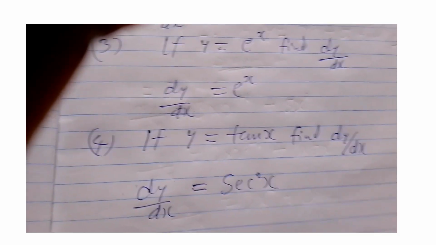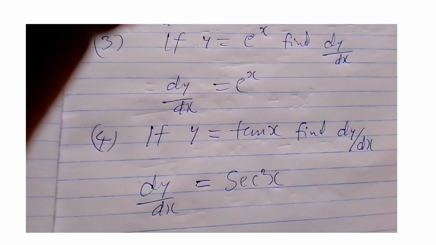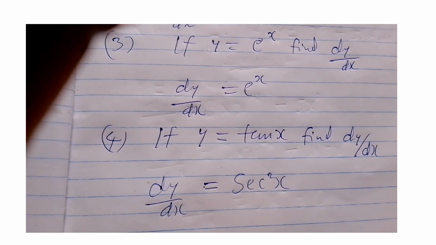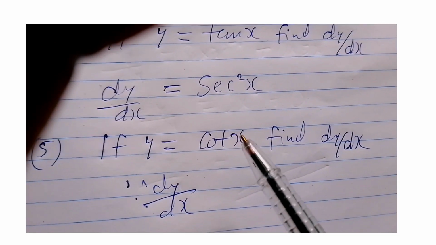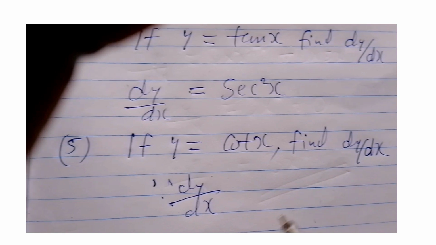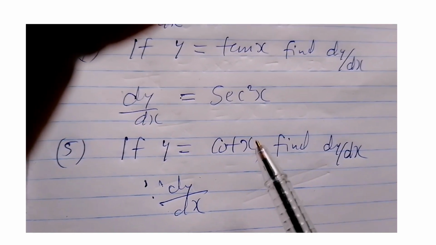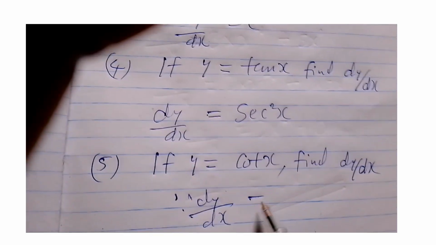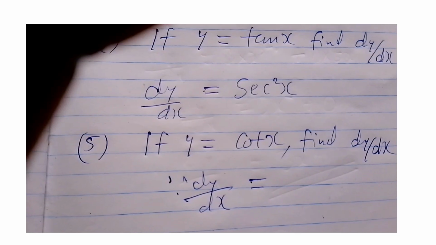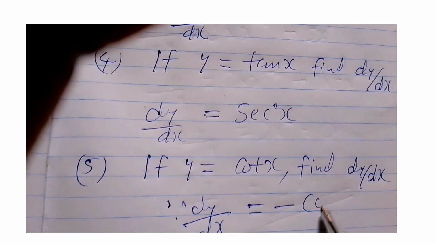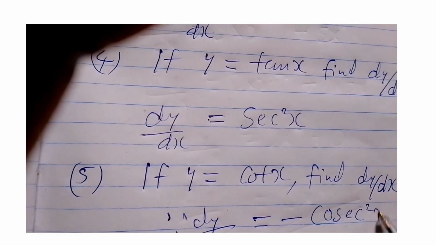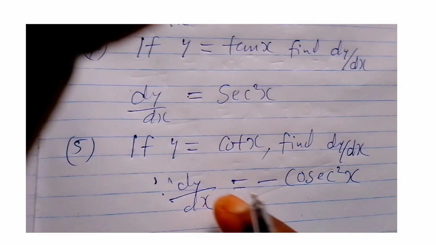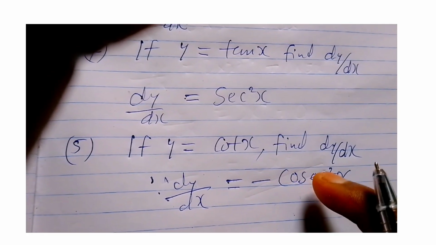Now let's look at the fifth one when finding the derivative of some of these basic functions. If y equals cot x, find dy over dx. For us to get dy over dx of cot x, our dy over dx is going to give us minus cosec squared x. This is the derivative of cot x: minus cosec squared x. Just pay attention to this.